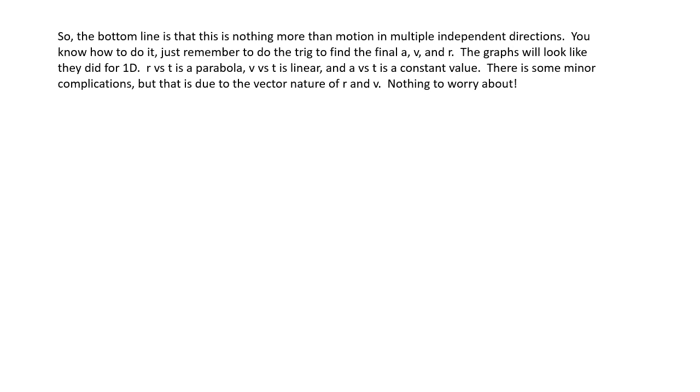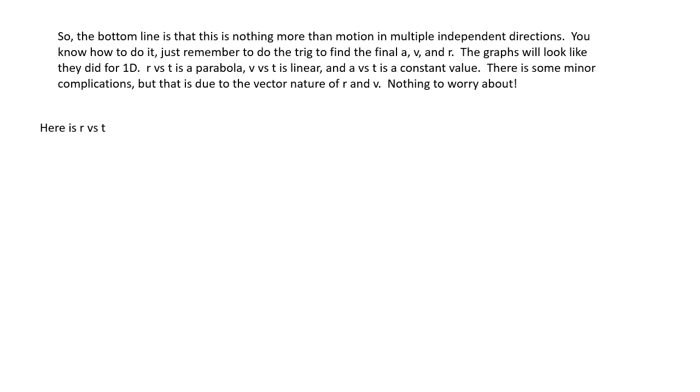Bottom line, it's nothing more than motion in multiple independent directions, and you know how to do this. Just remember that you have to do some trig to find the final a, the v, and the r. The graphs will look like they did for one-dimensional. R versus t is a parabola. V versus t is linear, and a versus t is a constant value. There are some minor complications due to the vector nature of r and v, especially if I have negative values in the x or y directions to start. Nothing to really worry about.